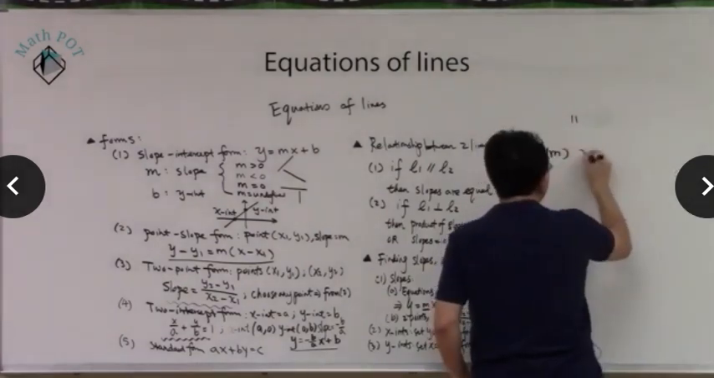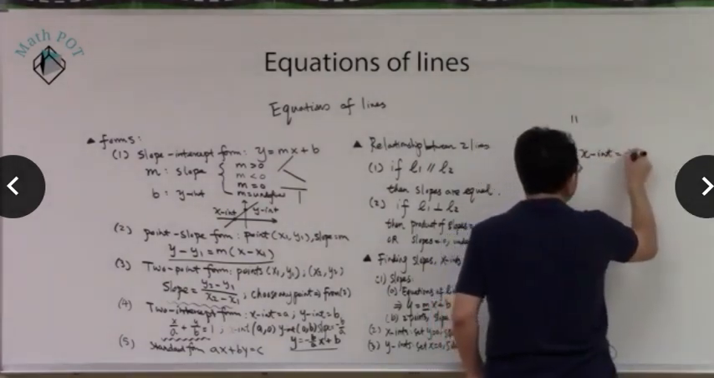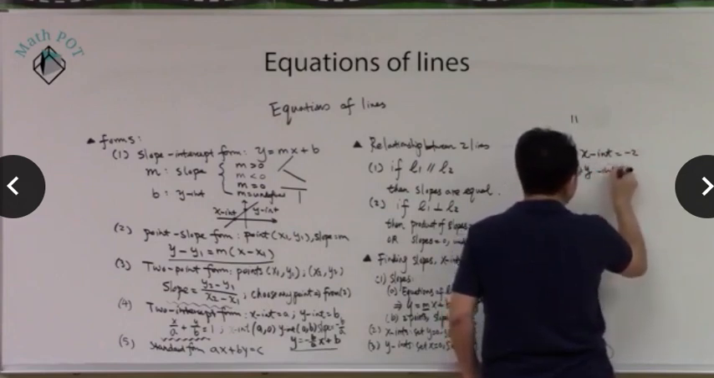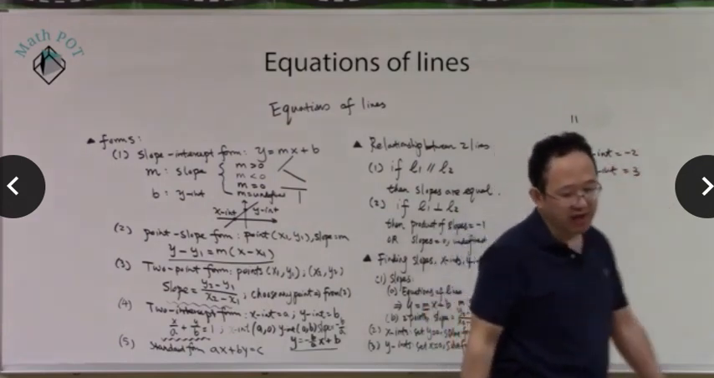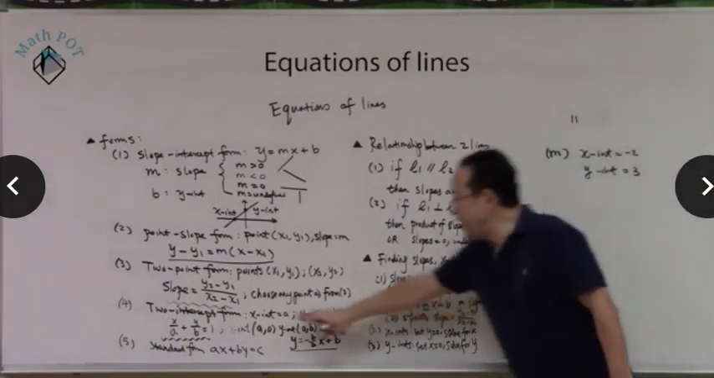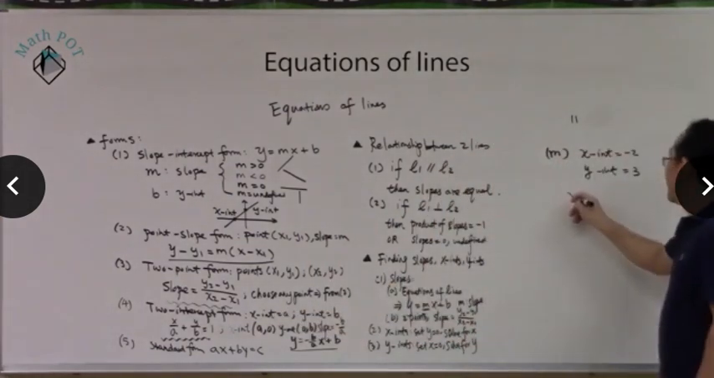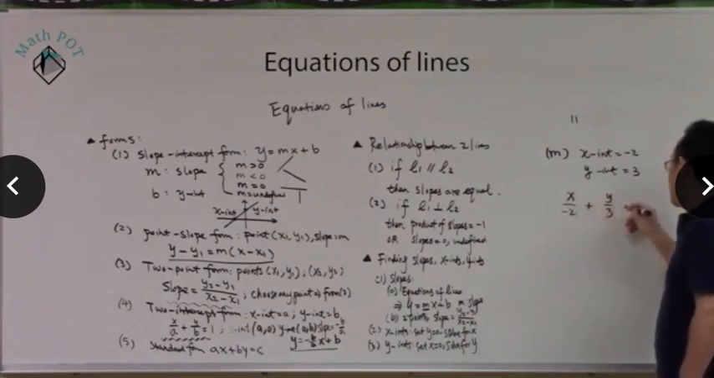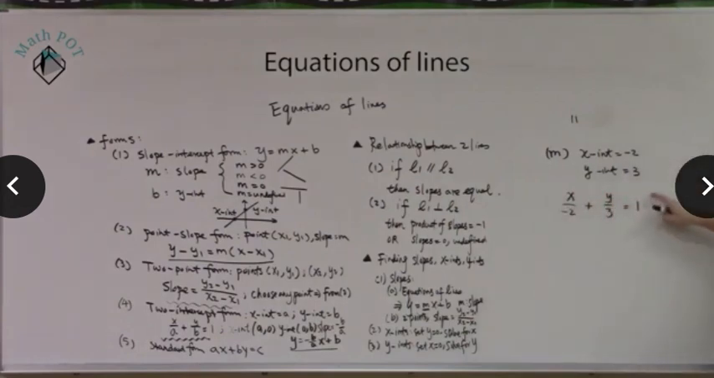So given the x-intercept is negative 2 and the y-intercept is 3, let's see how to solve this problem. We have a particular form for those two intercepts. Of course, if you remember the formula, you can directly plug in: x over negative 2 plus y over 3 equals 1. Keep in mind this is not equals 0.